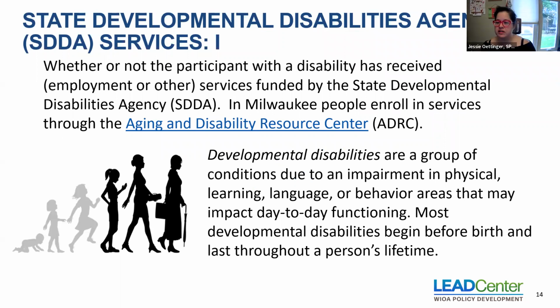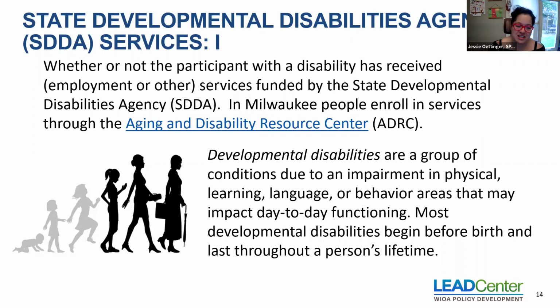Yep. So we're diving back into those really specific elements, those questions that you would see on that supplemental form. Okay. And the first element asks whether or not the participant with a disability has received employment or other services funded by the State Developmental Disabilities Agency. It's a little bit of a trick question, so we'll get into it.